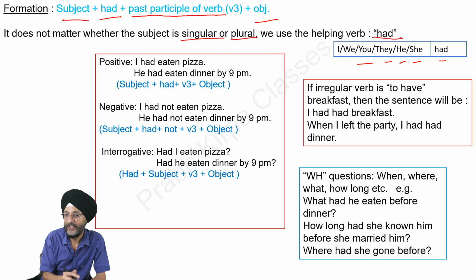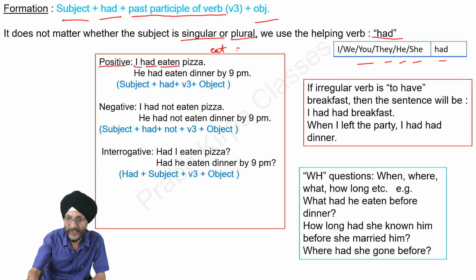In all cases, we have to use the helping verb had. Now we discuss the three forms of the past perfect tense. First comes the positive form. I had eaten pizza. Here you will observe I is the subject, had is the helping verb, eaten is the third form of the verb.